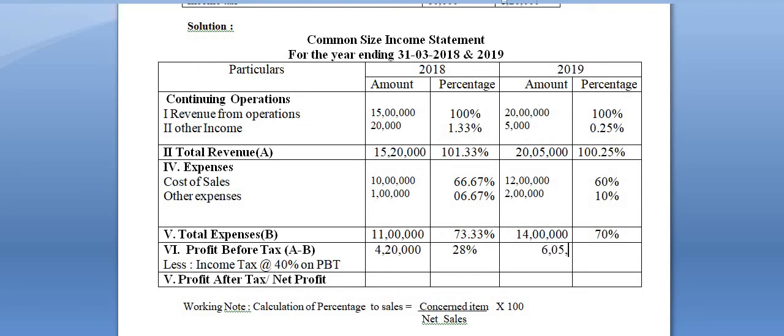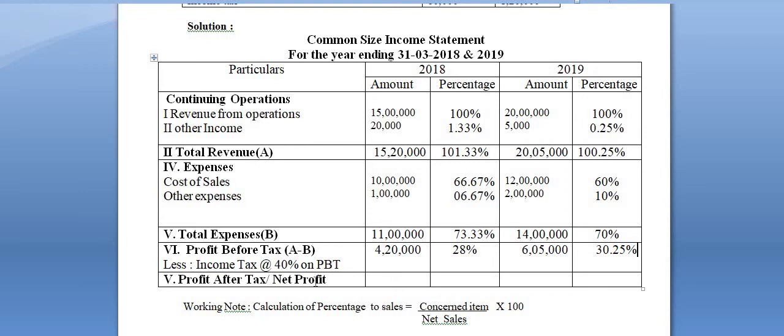6 lakh 5,000 divided by 20 lakh into 100 is equal to how much? 30.25%. Okay. Now next what?